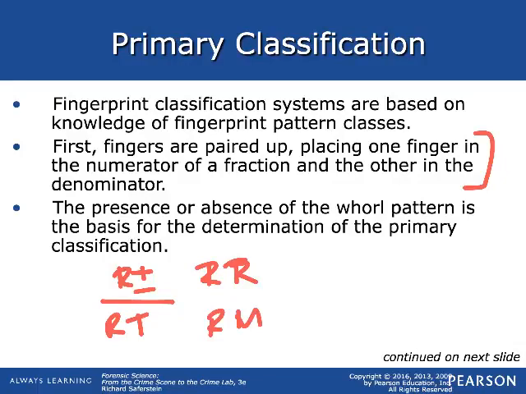And then what they do is they look for the presence or the absence of a whorl pattern. So they look for whether a whorl is there or not. We're going to classify. This is how the FBI does it. It's called primary classification. It's based on whether you have a whorl or not and comparing your fingers.